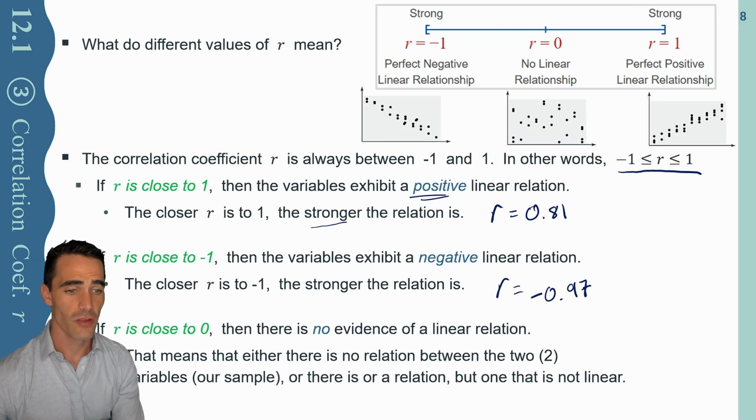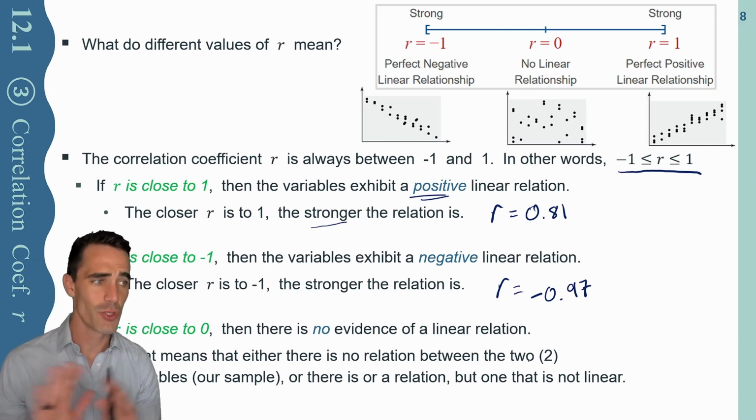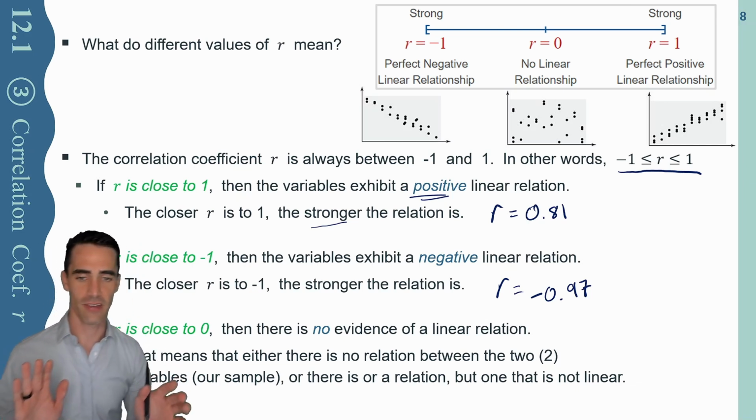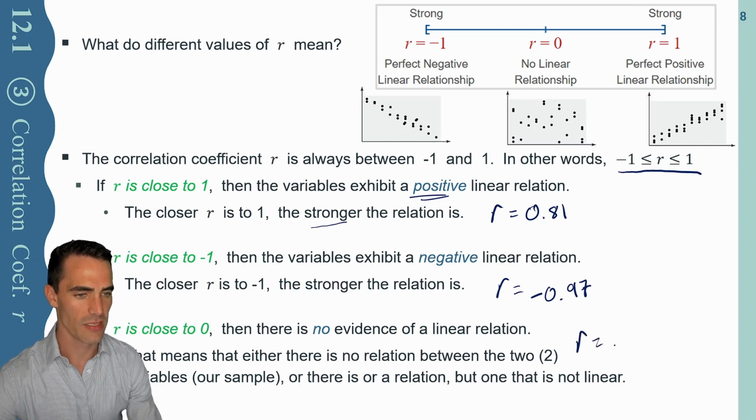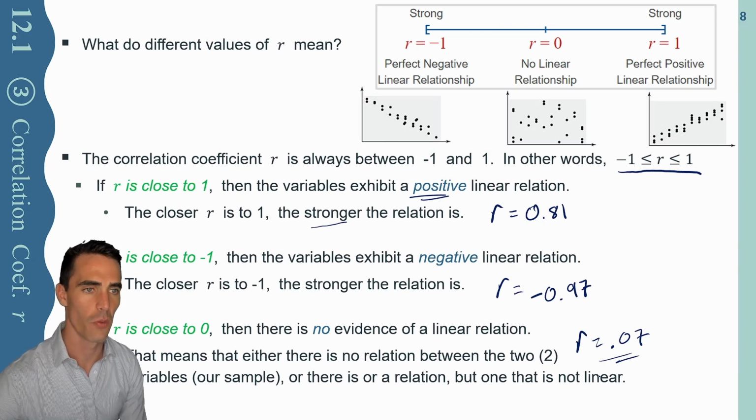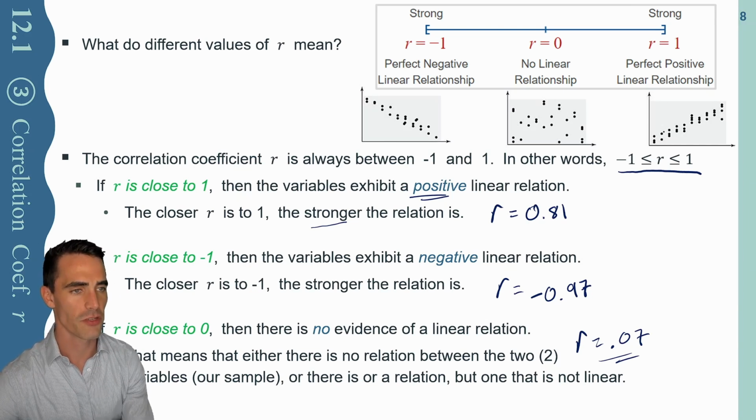And then, of course, if R is close to 0, it's indicating, okay, these two probably aren't related. Do not investigate, because one does not help predict the other. R equal, let's say, to 0.07. Probably no relationship whatsoever.